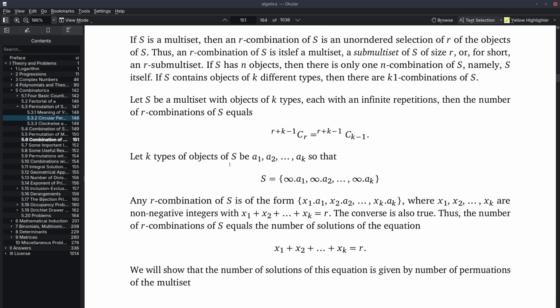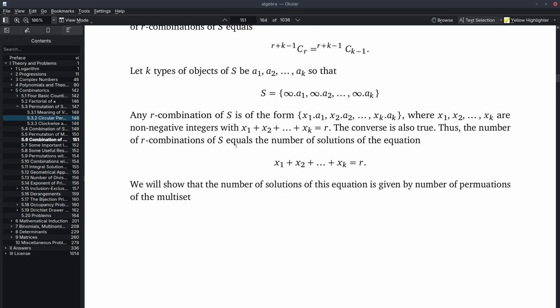Let the k types of objects of S be A1, A2 through Ak, so that S is equal to infinity into A1, comma infinity into A2 through infinity into Ak. Any R combination of S is of the form x1 into A1, comma x2 into A2 through xk into Ak, where x1, x2 through xk are non-negative integers with x1 plus x2 through xk equal to R. The converse is also true. Thus, the number of R combinations of S equals the number of solutions of the equation x1 plus x2 through xk equal to R.